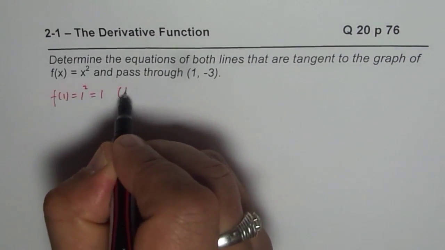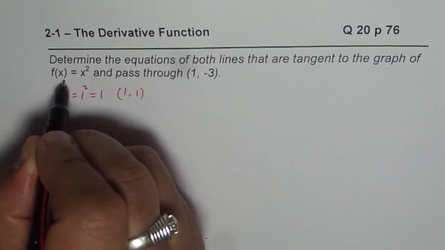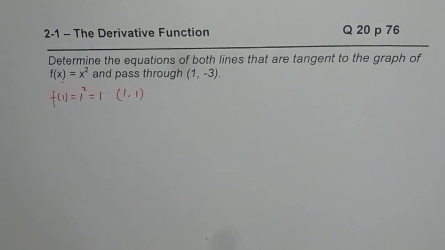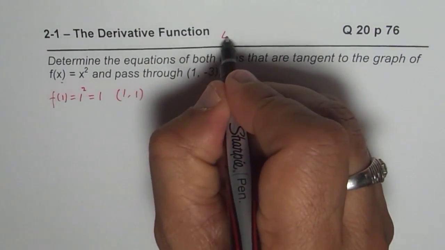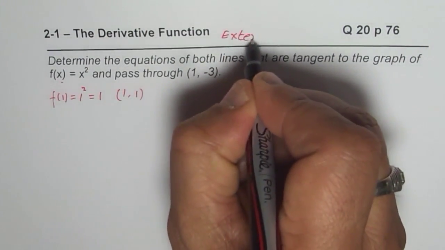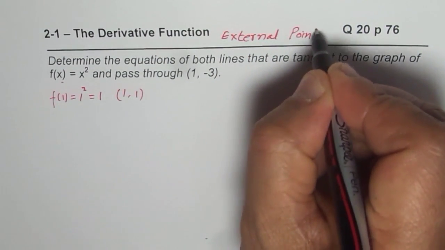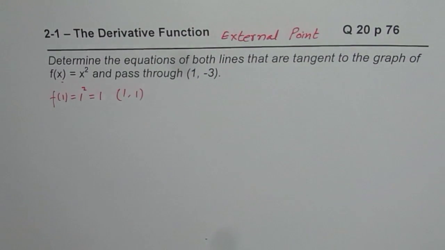So the point (1, 1) is on the function, right? But not (1, -3). So here what we have is an external point, you see. So that is why this question is different. I have a couple of videos on this. I will provide you with the link, and then you should go through them also, because one of them will be in your test paper.